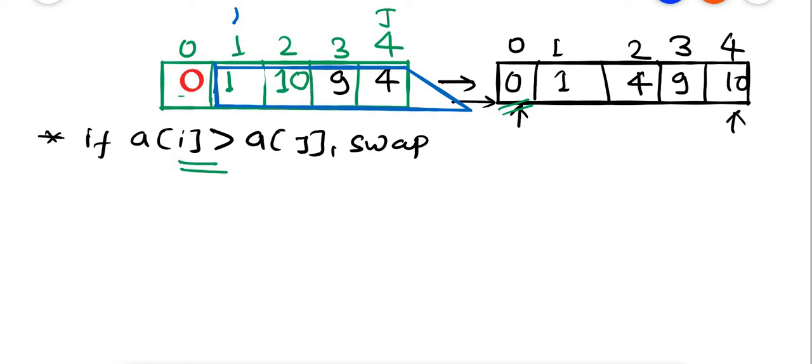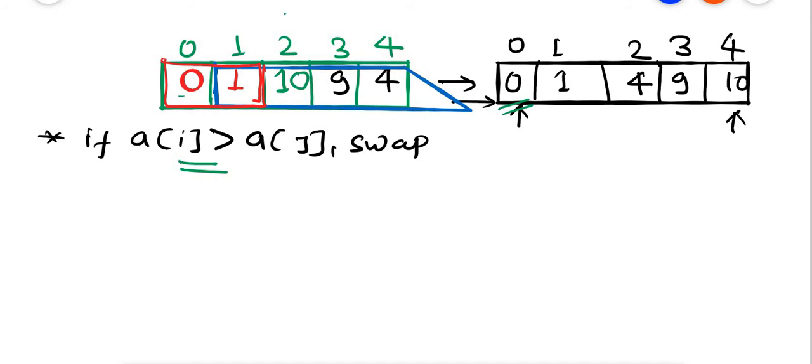Now since j has reached the last position, we do not need to increment j. You can see when j reaches the last position, we have the second smallest element in the array. So we have successfully got the second smallest element, which is 1. Now this part of the array is sorted, and now we need to sort the remaining part of the array. So for that, again I will reset index i and index j.